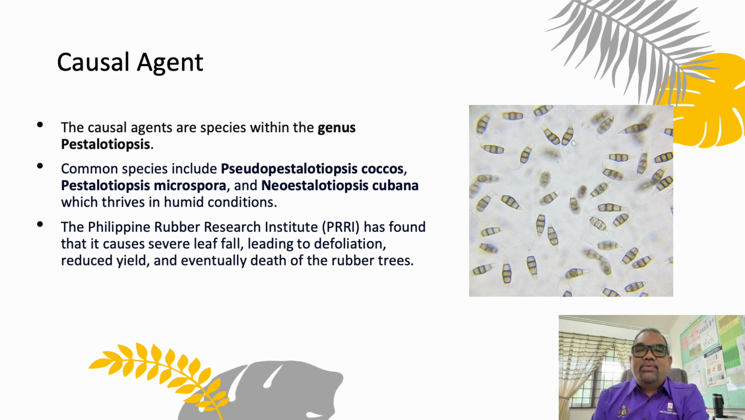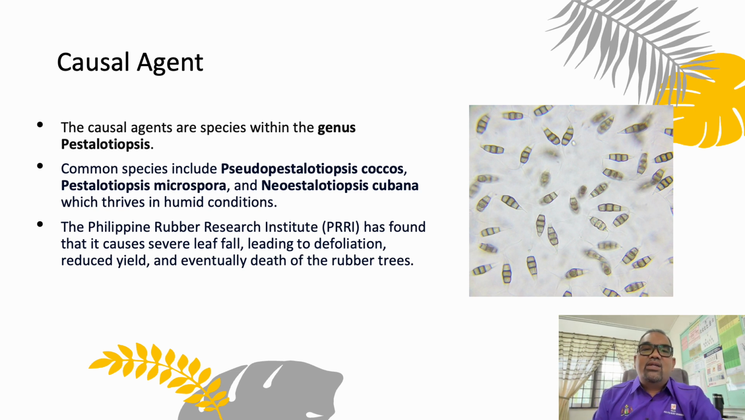The Philippine Rubber Research Institute, PRRI, has conducted extensive research on these fungi and observed that they cause severe leaf fall, leading to significant defoliation. This can drastically reduce the yield of rubber trees.